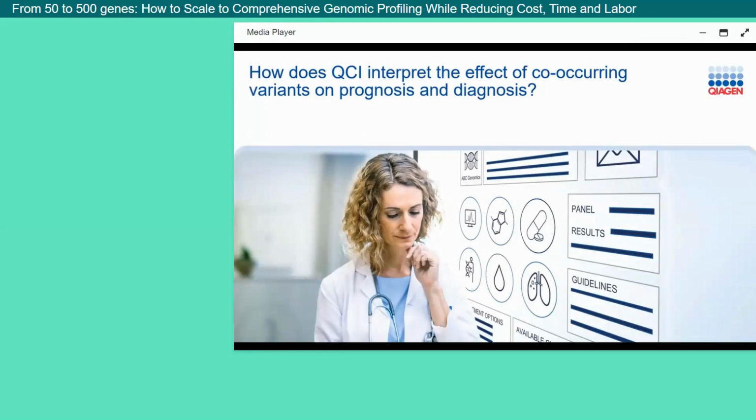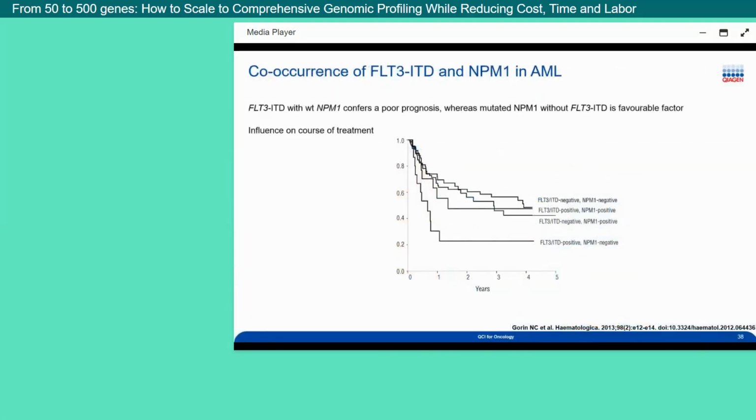So let's dive deeper into the second topic, which is how QCI delivers evidence for the effect of co-occurring variants on prognosis and diagnosis. The reason I picked this topic is that the rapid increase in cancer gene mutations by comprehensive genomic profiling reveals a high level of complexity in which mutations co-occur. Clinically, it is important to include co-mutation genes in cancer panels and to adequately annotate the co-occurrence of mutations that may affect further clinical management.